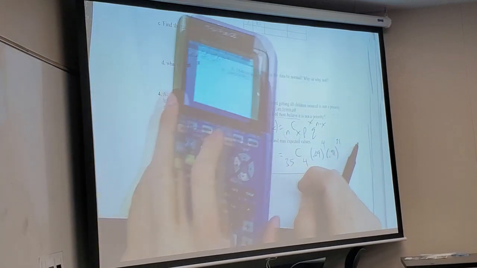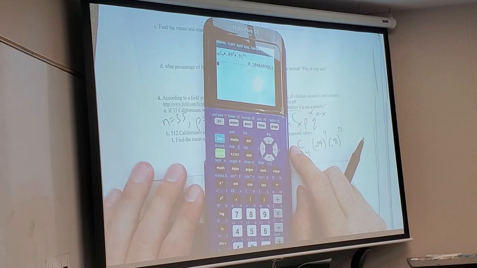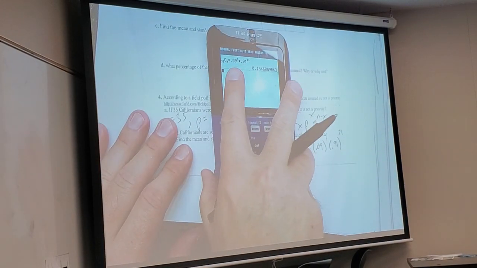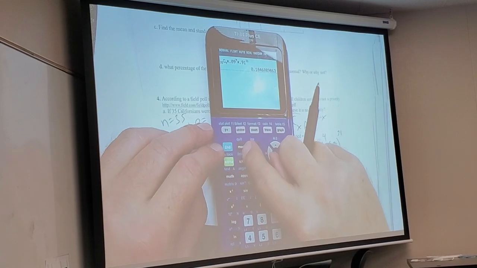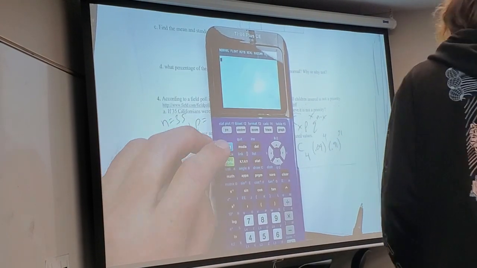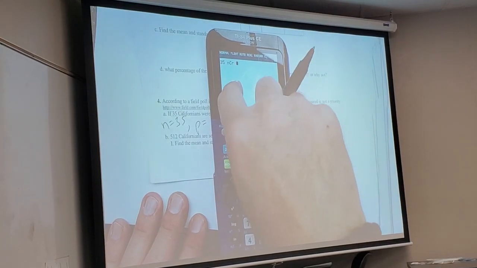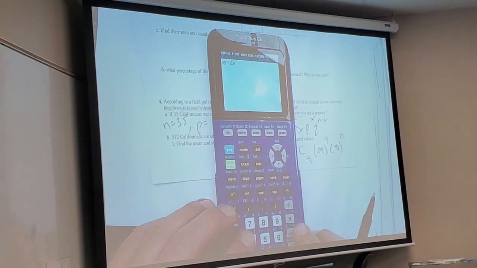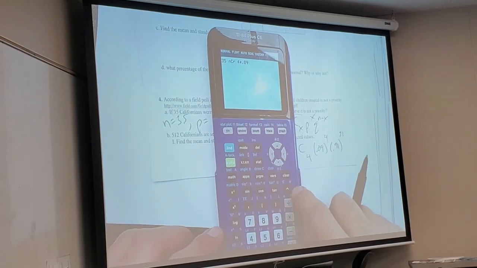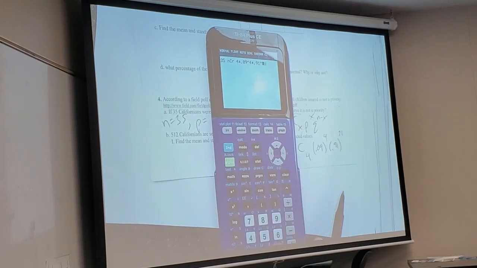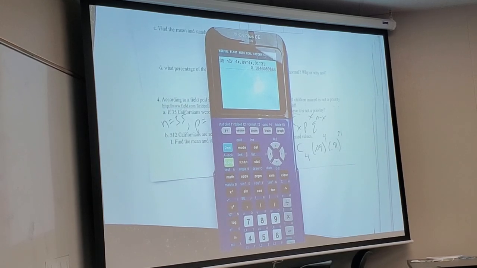What's the matter? What happened? It's still doing the 35 nCr. Yeah, that's what it's supposed to do. So you either have the newer operating system that makes the problem look the way that we would write it, or let me see if this does. 35, math, probability. Yeah, see? So these are the older calculators. Nothing wrong with them. Old doesn't mean bad. 35 choose 4, times 0.09 to the 4th, times 0.91 to the 31st. Bam. So that's the way it looks if you have an older operating system calculator.